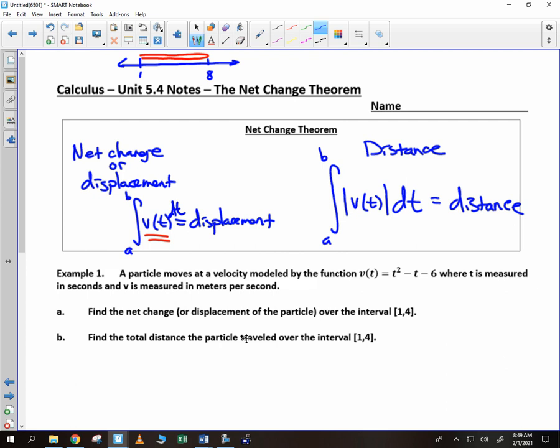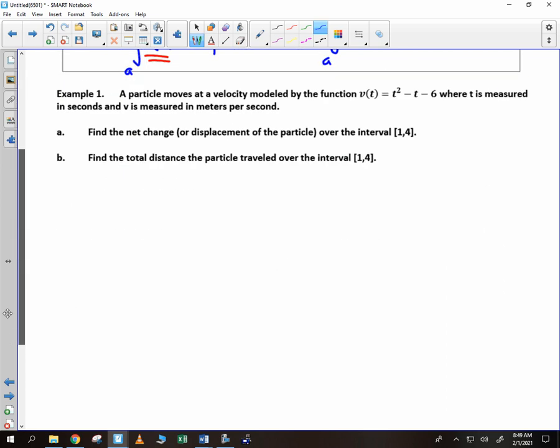So this is a three video lesson. So we're going to just start basic today. It says a particle moves at a velocity modeled by the function v of t is equal to t squared minus t minus 6. I'm going to graph that first. I see this factors to t minus 3 times t plus 2. So in other words, and again, this is the velocity function, we're going to see what we can tell about the particle by looking at this guy.